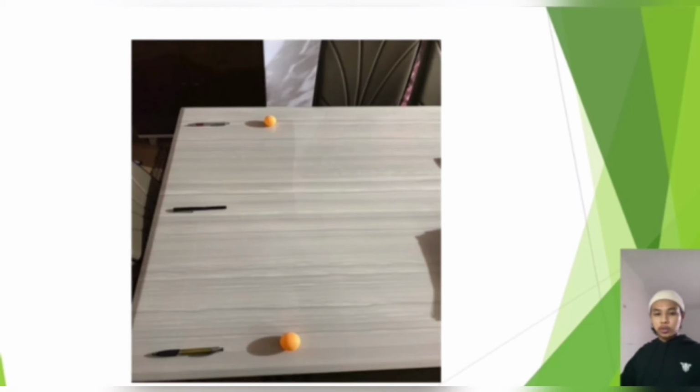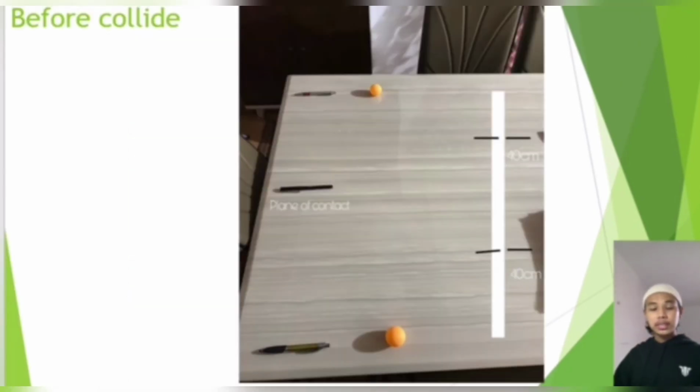We just use the two ping pong balls, and we just take the place, and this is the first before it collides. As you can see now, this is our setup before the experiment starts, and we had measured the distance between the ball and the plane of contact. We just make sure the distance between the ball and the plane of contact is the same as the other ball with the plane of contact.